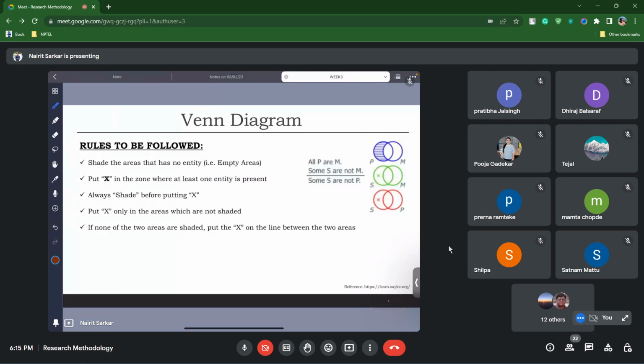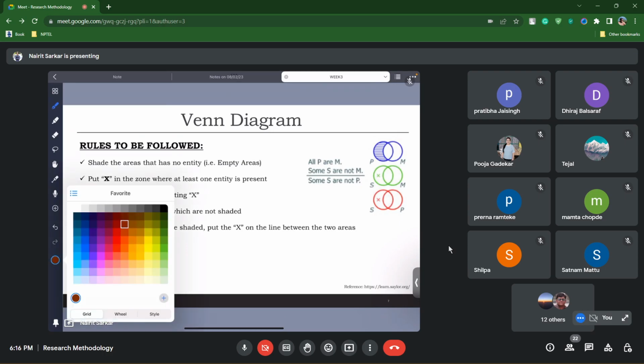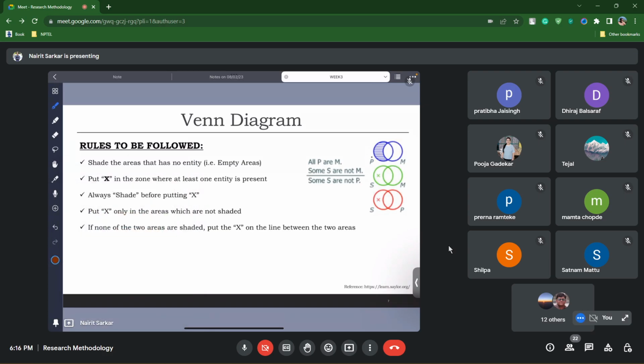What are the rules? The first one is to shade the areas that have no entity, I mean empty areas, like all P are M. This is the area of only P. And this is the area of only M. And in between is the area of both P and M, right?